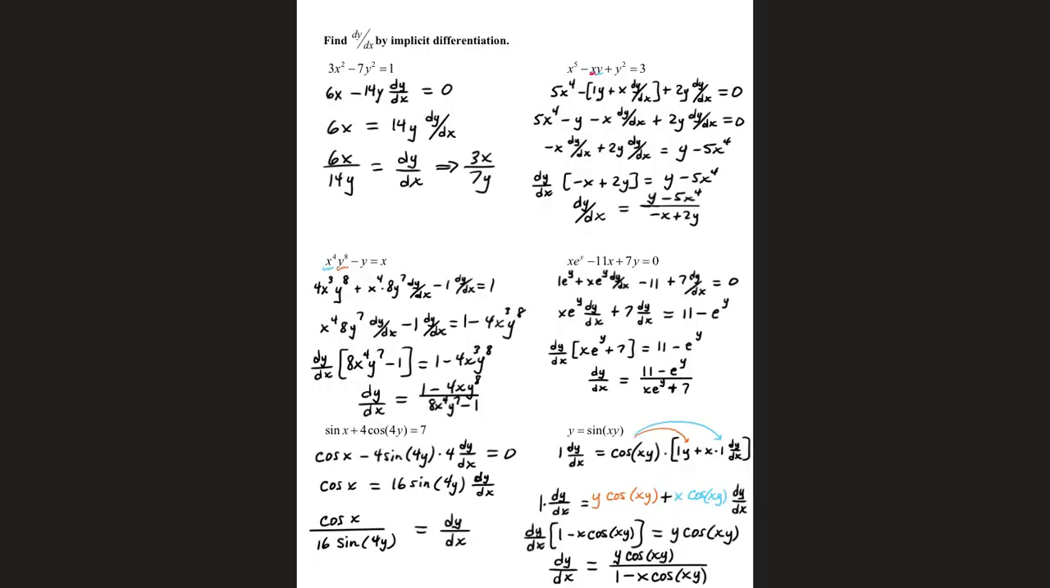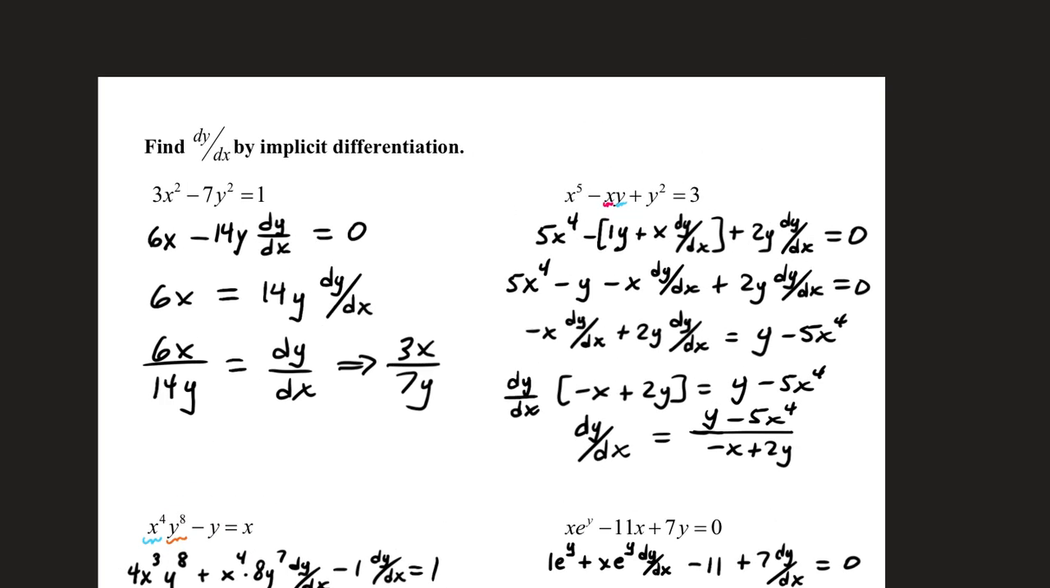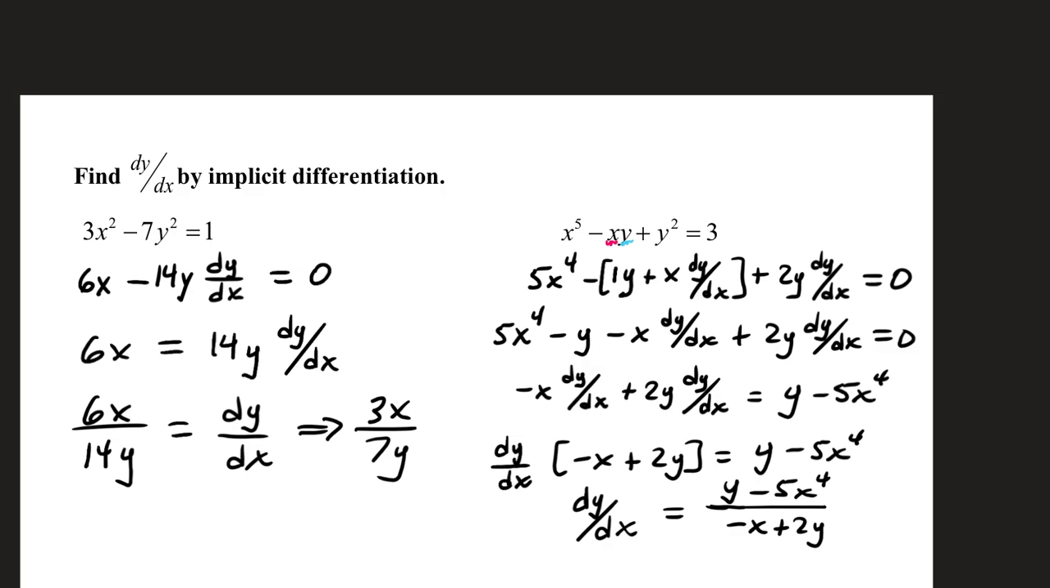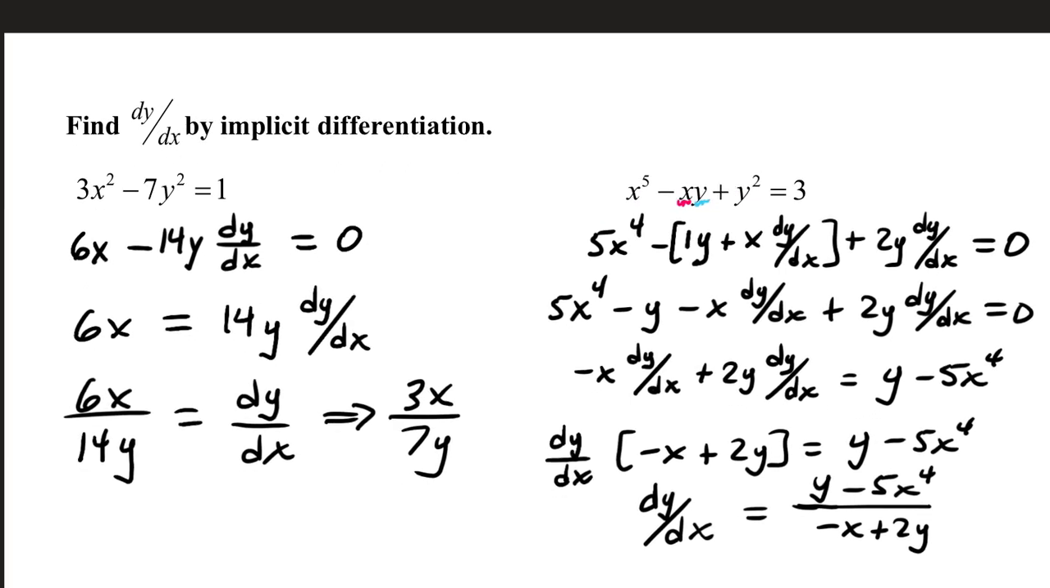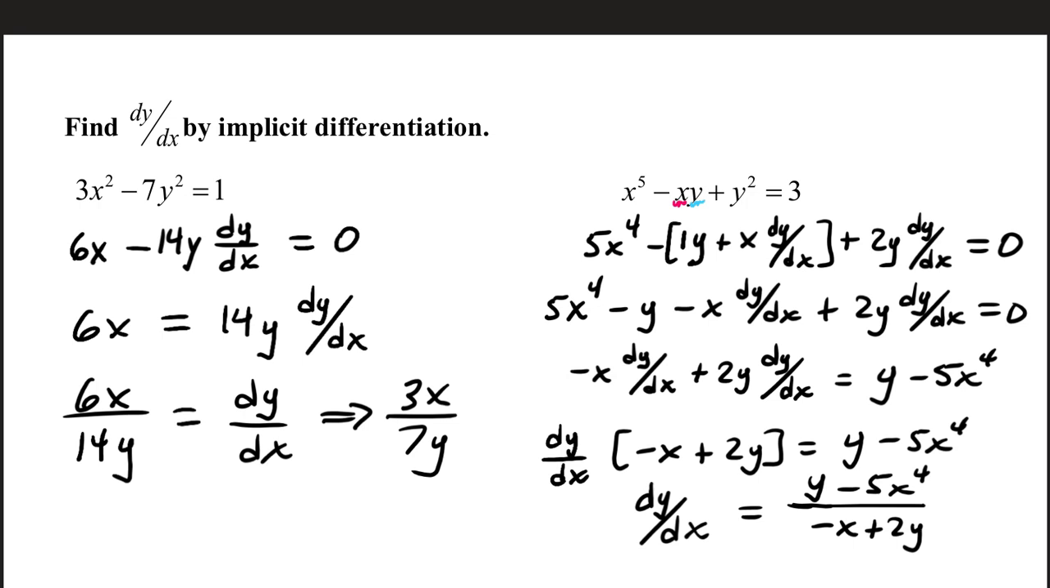We did several examples in class today. Let's remind ourselves of those. Please zoom in for us. There we go. All right, so let's start at the top left. We have the equation 3x squared minus 7y squared equals 1, and we're going to solve for dy/dx.